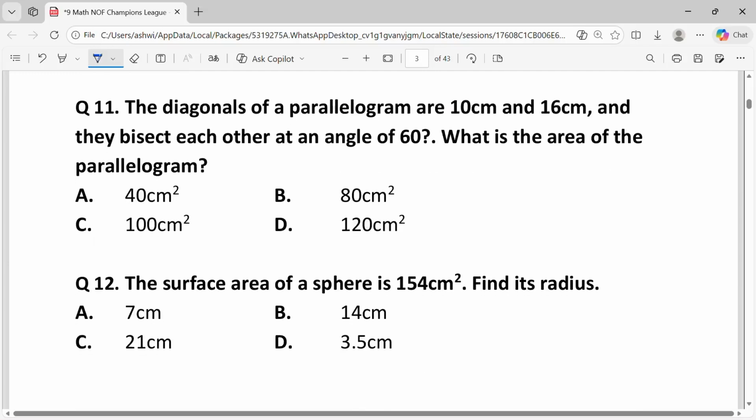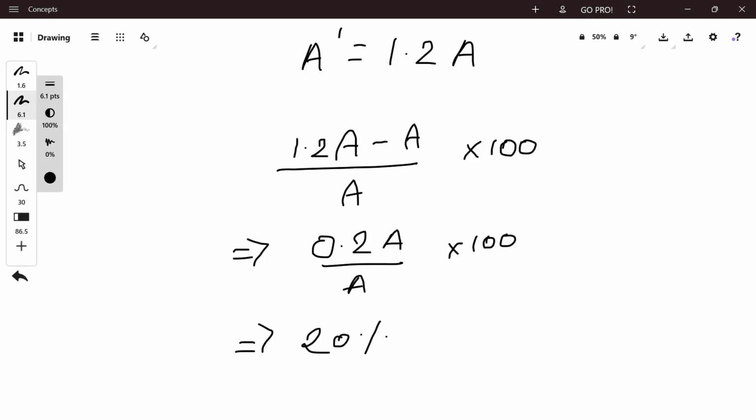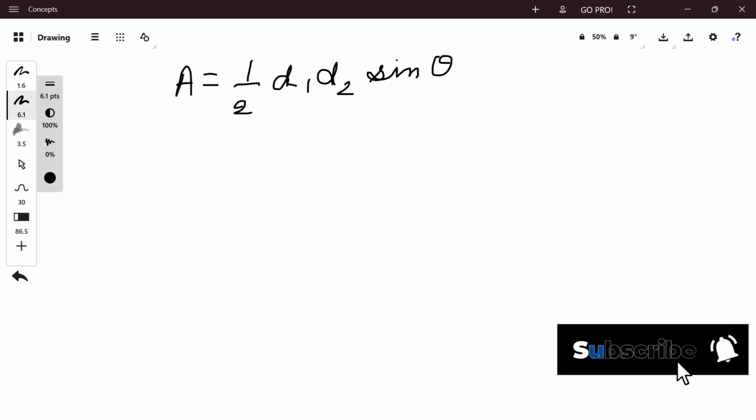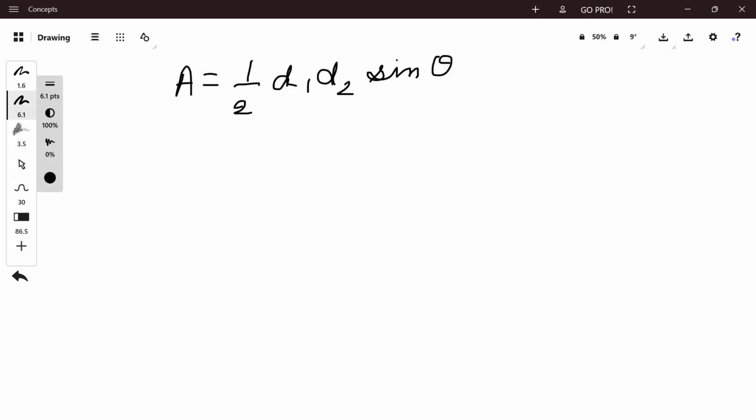The diagonals of a parallelogram are 10 centimeter and 16 centimeter, and they bisect each other at an angle of 60 degree. What is the area of the parallelogram? The area of a parallelogram can be calculated using the length of its diagonals and the angle theta at which they bisect each other. That is A is equal to 1 by 2 d1 d2 sine theta. The given values are d1 10, d2 16 and theta 60. Substituting the values.